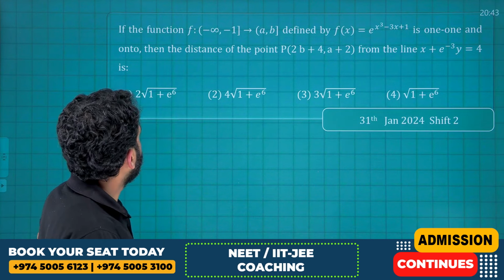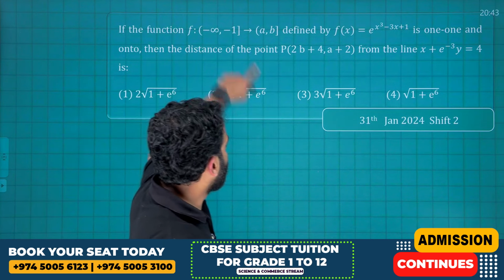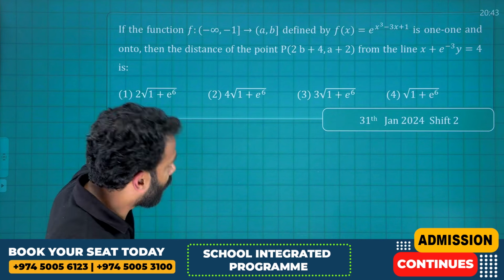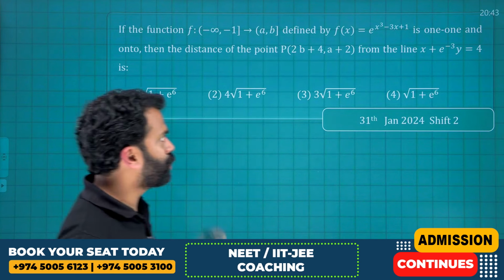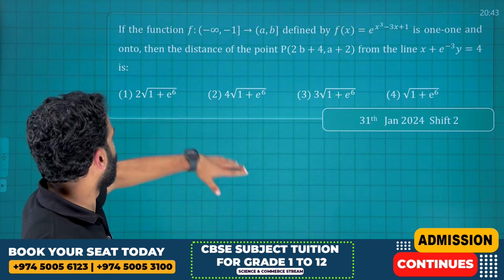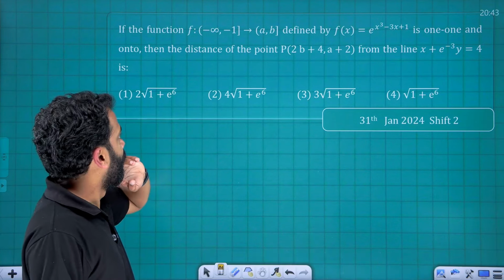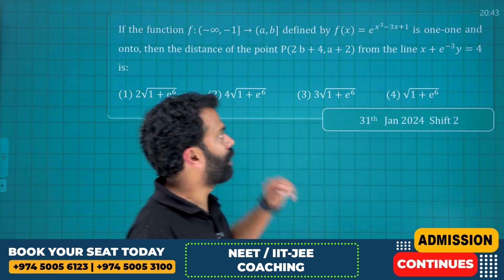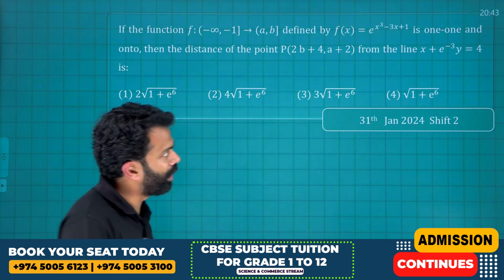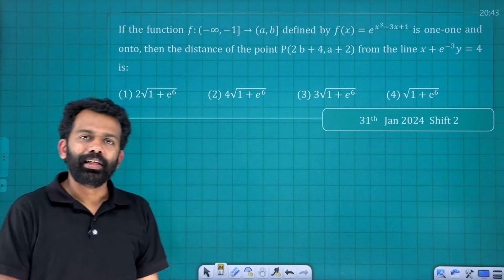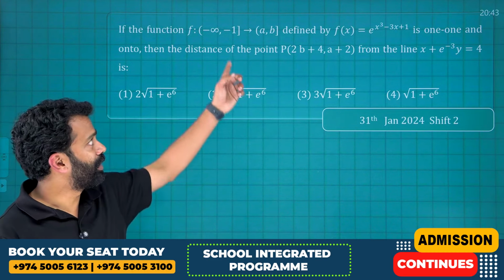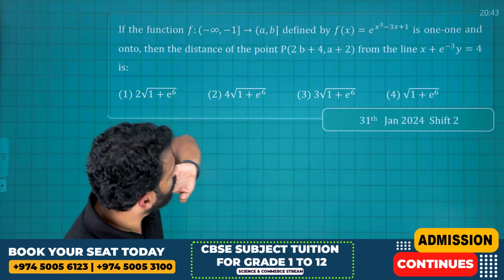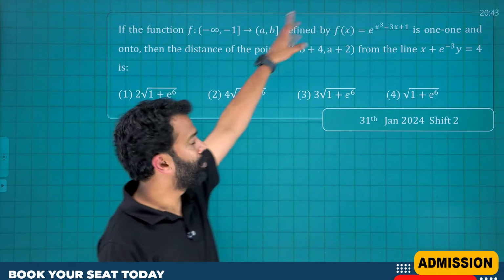Okay, the function is given on the interval closed minus infinity to minus 1 and open A to closed B, defined by f of x is equal to e raised to (x cube minus 3x plus 1), which is one-one and onto. Then the distance of the point (2b plus 4, a plus 2) from the line x plus e raised to minus 3y is equal to 4 is an easy one, since they have already mentioned that it is a one-one function. Therefore, in the given interval it is one-one and onto, a bijective function actually. Therefore, the range will be equal to the codomain.